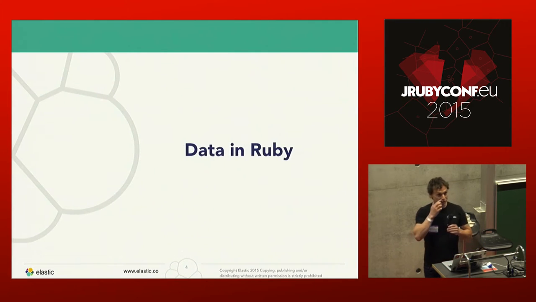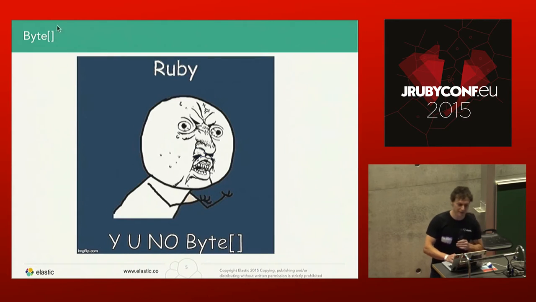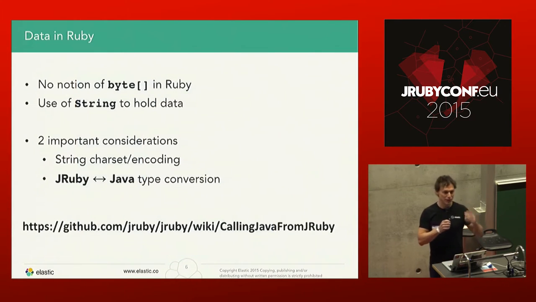Okay, so first of all, we're going to talk about manipulating data in Ruby. Soon enough, you're gonna be asking yourself, why is there no byte array in Ruby? In Ruby, when you manipulate data, everything is actually using strings to hold the data. And there are two important things you have to consider: the character set and encoding of your strings.